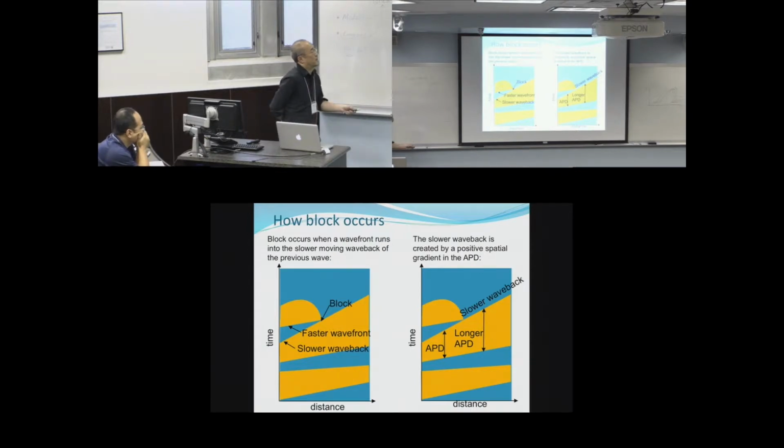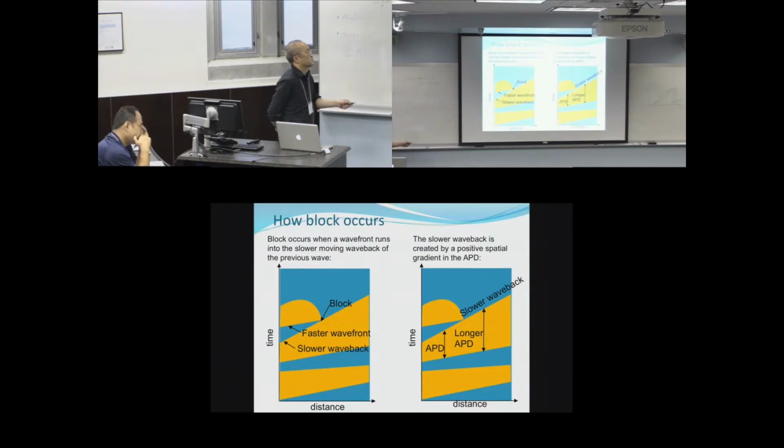So I'm going to work backwards here. This is the kind of situation that I want to produce. Here's the last wave. Here's the wave front of the last wave, and it runs into the wave back of the wave preceding it. What needs to happen for this to occur is for the wave back to be traveling slowly, and the next wave front to be traveling more rapidly. So how can you produce this situation? Well, here's one way of doing it.